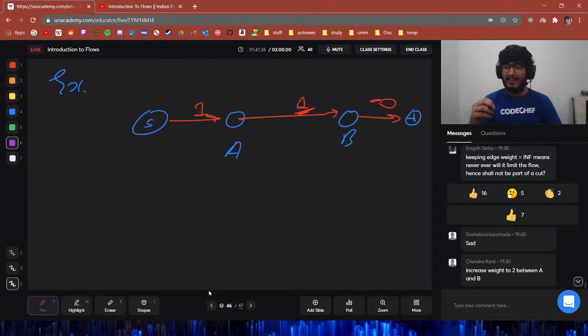Sad. Do you mean that the friendship is going to break? That is going to be sad. Funny. Increase weight to 2, right? As Chandra says, here the friendship weight is not going to be 1 anymore. Let me put this as 1, right? It's now going to be 2.